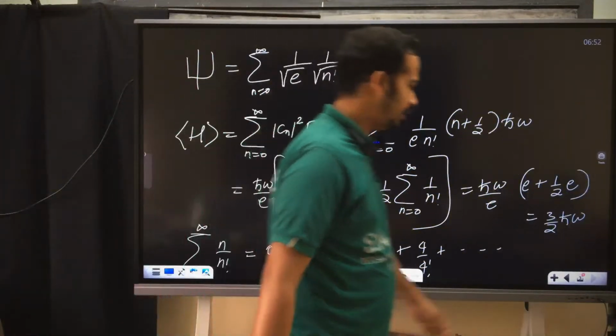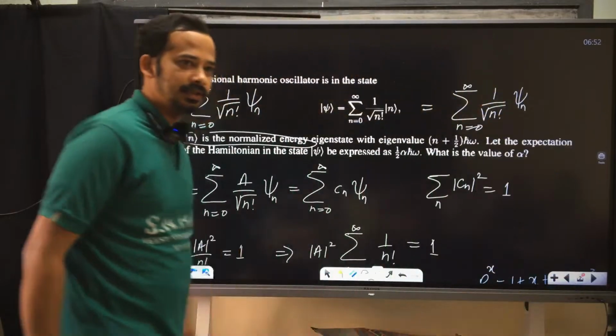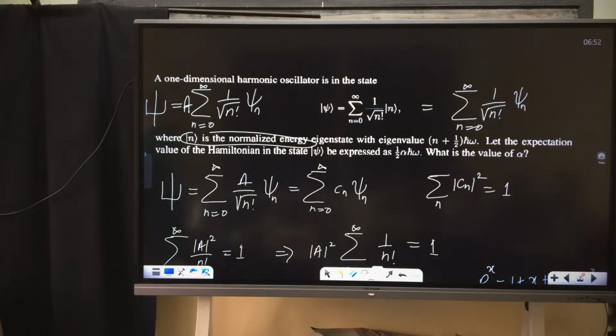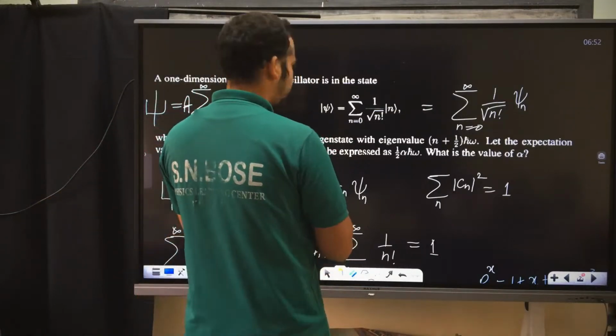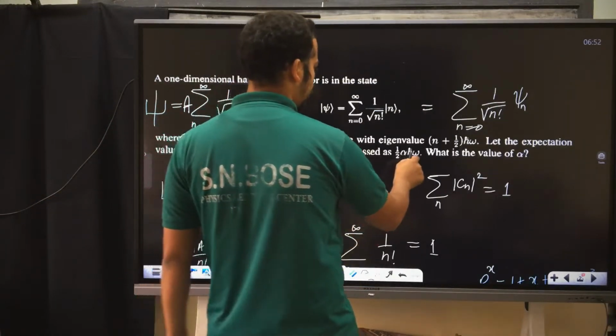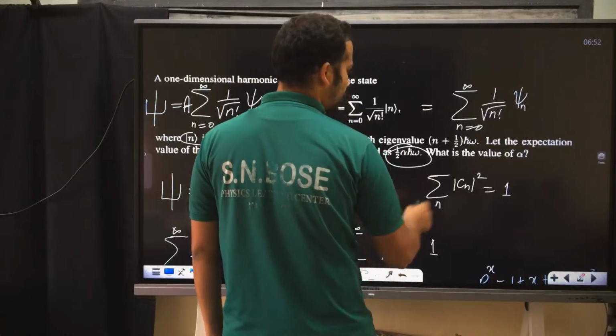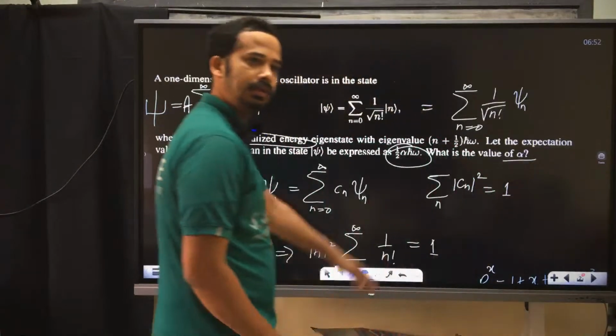Average energy usually was not any eigenstate, am I right? So the expectation value of the Hamiltonian is expressed as half alpha h bar omega. What is the value of alpha? 3.